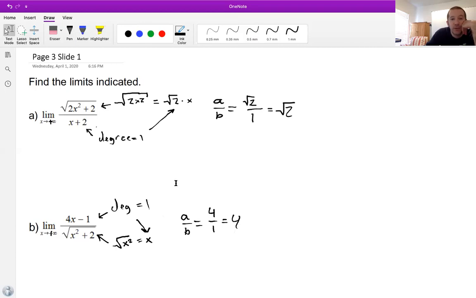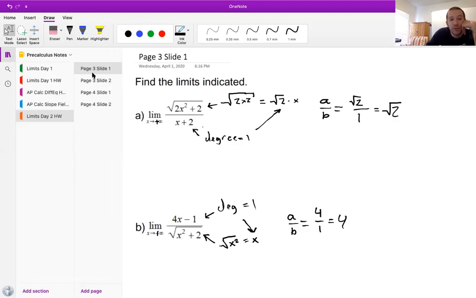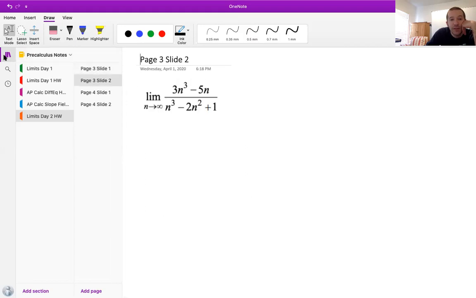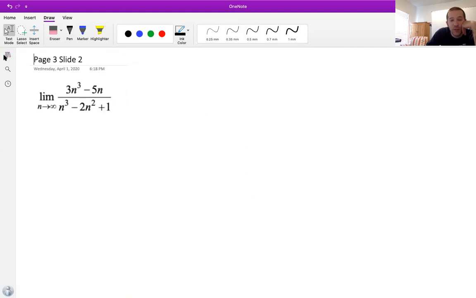So that's how I would do the first couple, those are the ones with the square roots. The rest of them are more generic, more just like limit questions. This one is very much like one I did on the whiteboard, where we have a limit at infinity. Remember, these rules are for limits at infinity. And we have a polynomial on top and a polynomial on the bottom.